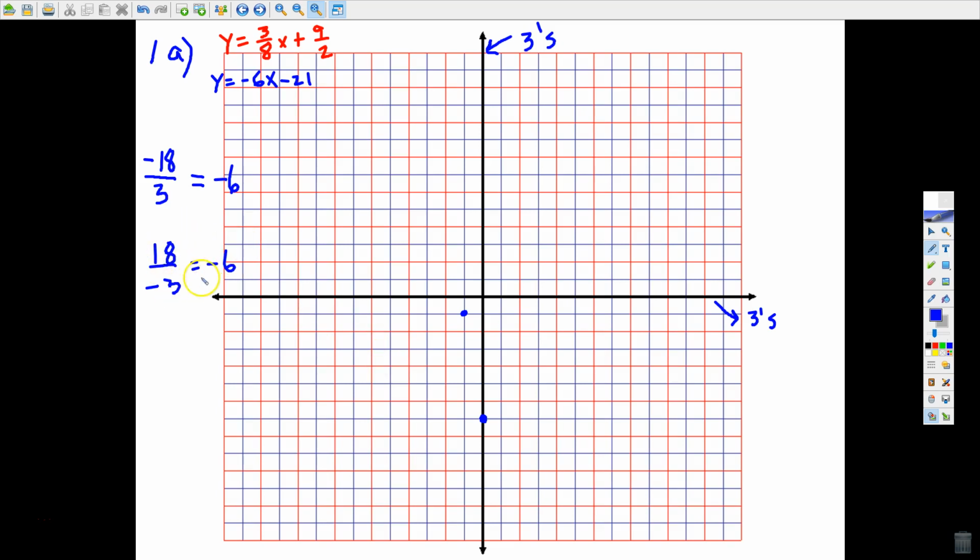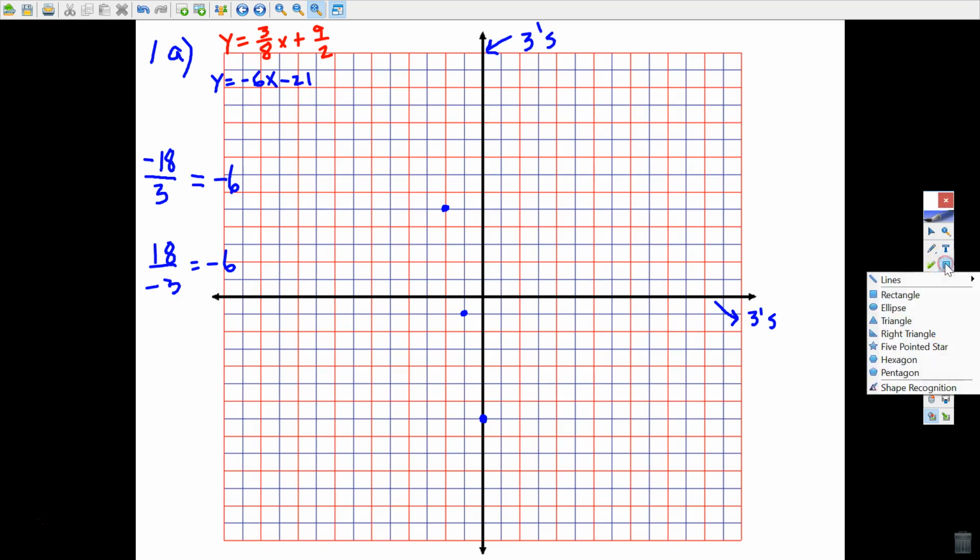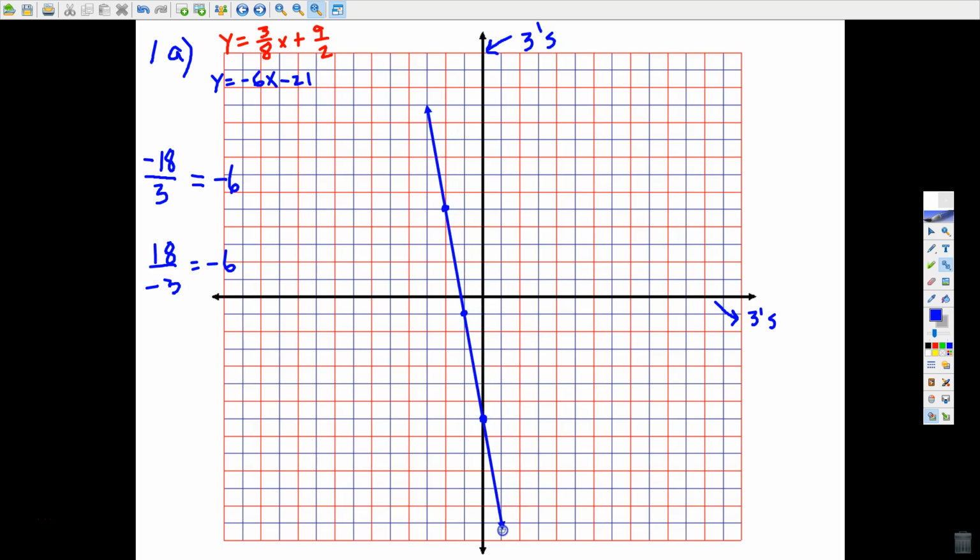As long as the fraction equals my slope, it really doesn't matter what fraction I use, as long as it equals -6. And then we can just do that same thing, up 6 and left 1. And I've got 3 really good points now with which to draw my line through. So let me get my line draw tool, get my straight edge, and we'll connect those dots. So here's my blue line, y equals -6x minus 21.